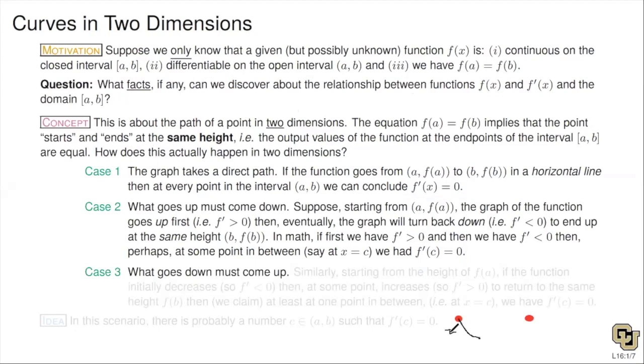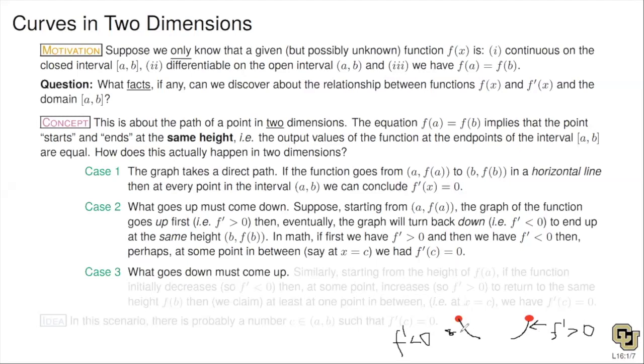So here the derivative is going to be negative, so here I'll have f prime is less than 0. And think about you're flying a plane. If I want to end up at the same height, then if I went down first, then at some point I'm going to have to pull up. And so here f prime is greater than 0.